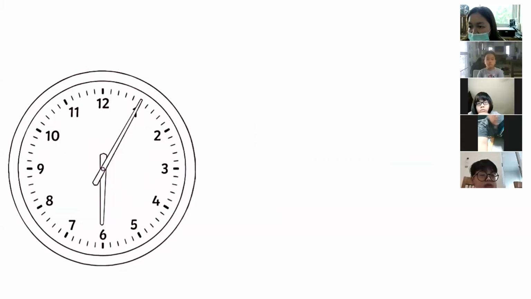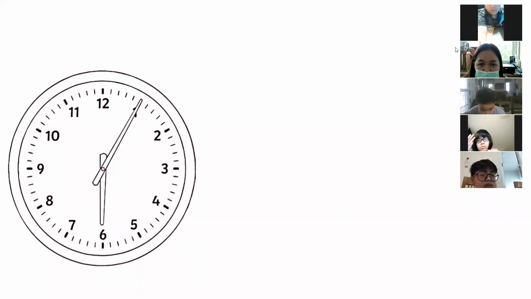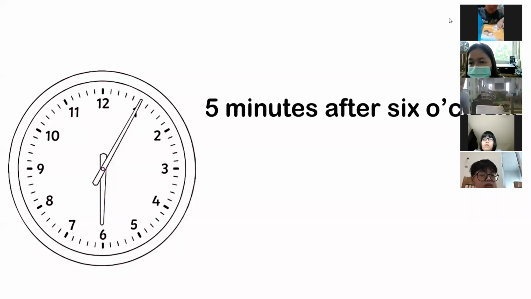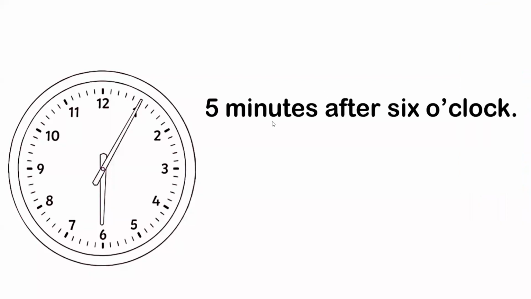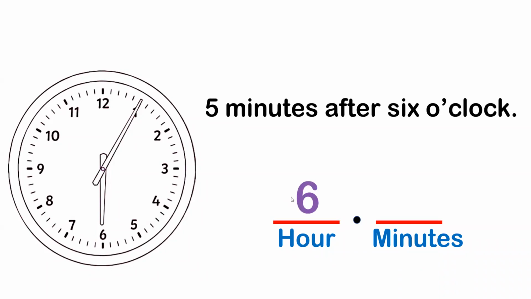Okay, let me call on Miguel. So the long hand is pointing to 1. How many minutes? 5 minutes. Okay, 5 minutes after 6 o'clock. Very good. So it's 5 minutes after 6 o'clock. And we write that as this. 6:05. So we read this as 6:05. Okay, next.